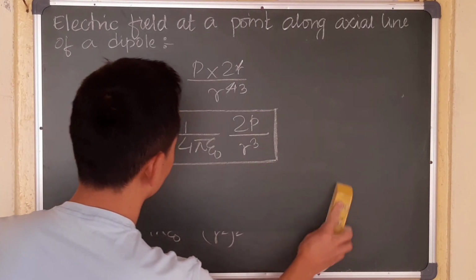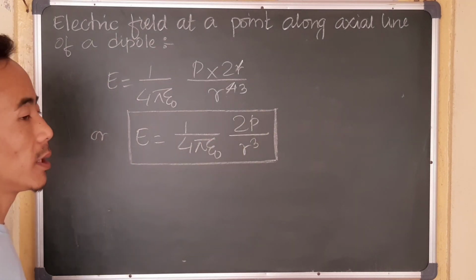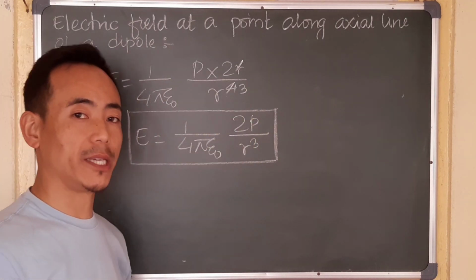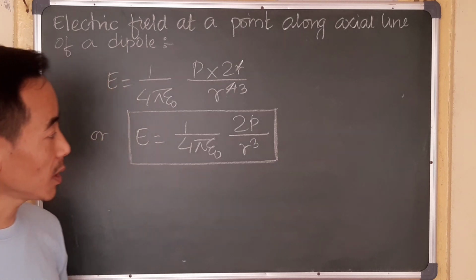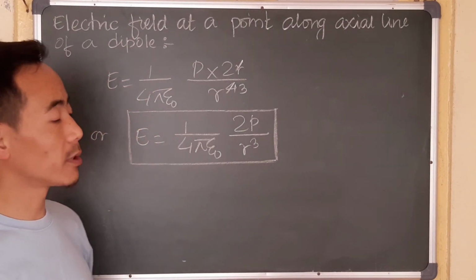So in this equation, p is your dipole moment, E is your electric field at the point P. Alright. So this derivation is important. So you can go through the derivation.